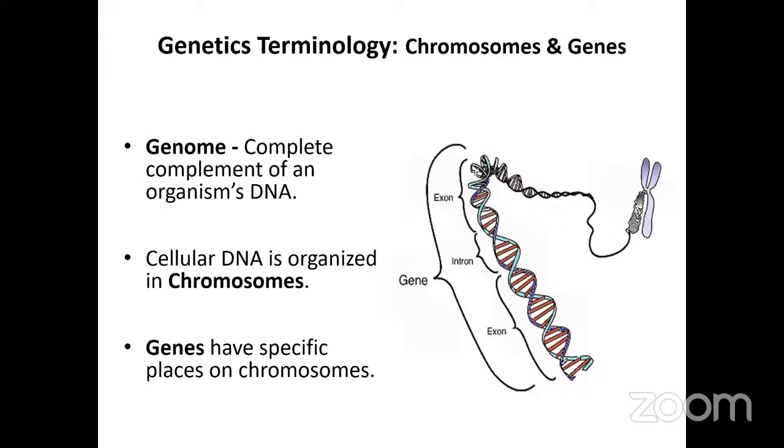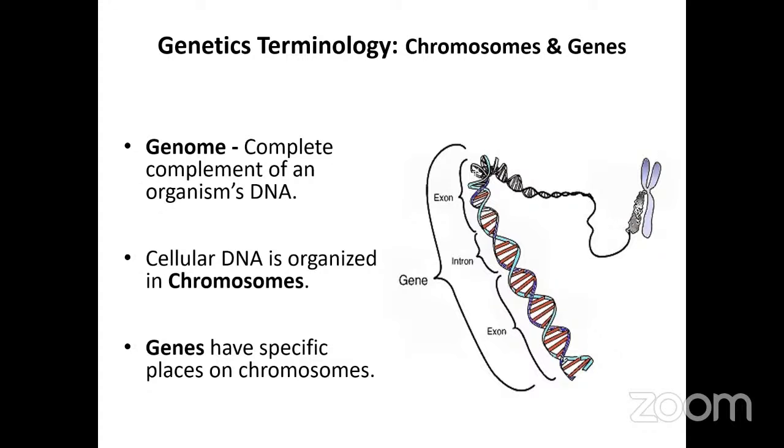Number one, there is something called the genome. What is the genome? Genome is the complete complement of an organism's DNA. So whatever DNA you have in a single cell, it may be in the nucleus, it may be in the mitochondria, the complete together is called the genome. In the cell, the DNA is organized in the form of chromosomes. Chromosomes are nothing but tightly coiled double-stranded DNA. And genes are a specific portion of this chromosome, which codes for the protein.